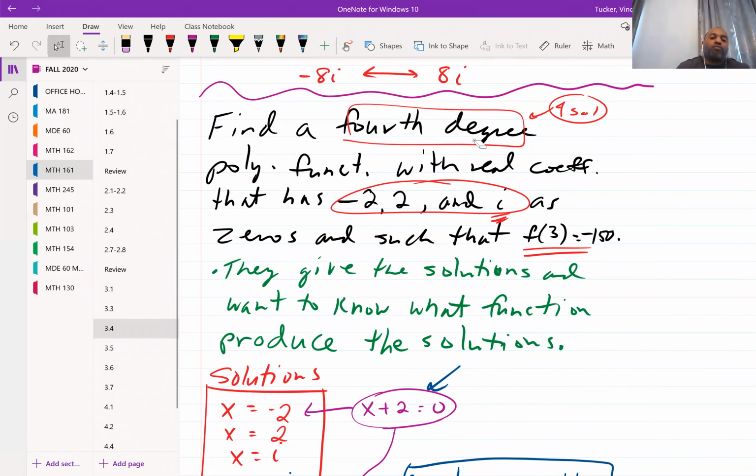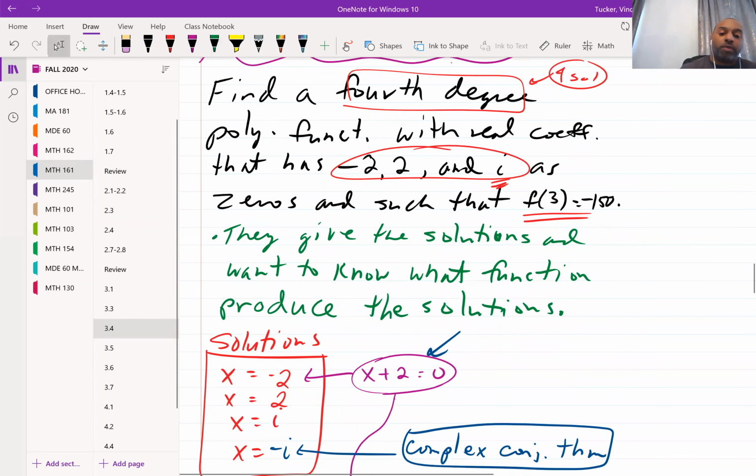So remember, it's a 4th degree polynomial. That means we need to have 4 solutions, but they only gave us 3 solutions. But don't forget, we just finished talking about the complex conjugate theorem. So if we have complex numbers, then we know we have at least 2 solutions. And that's where negative i comes into play as our 4th solution. Because we have i as a solution, that means negative i is also a solution.